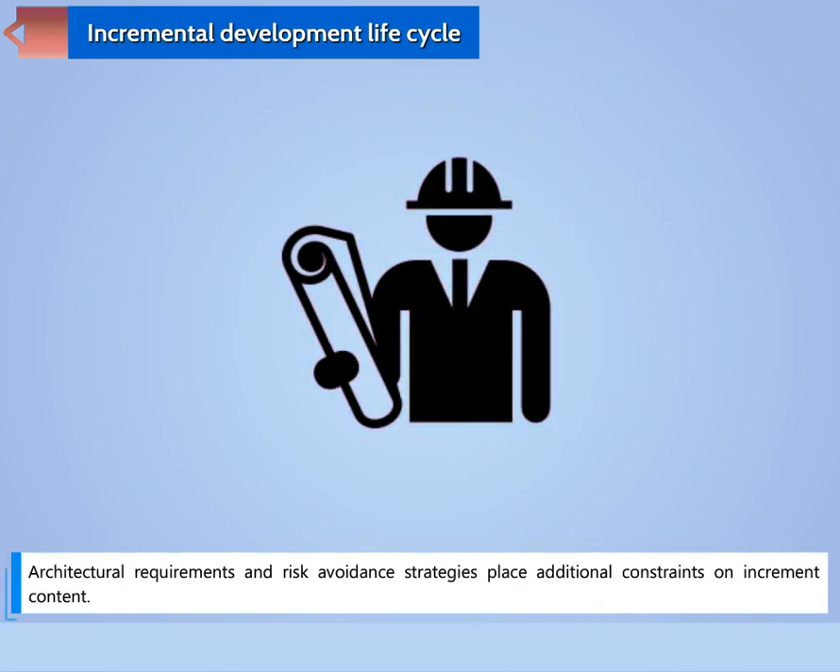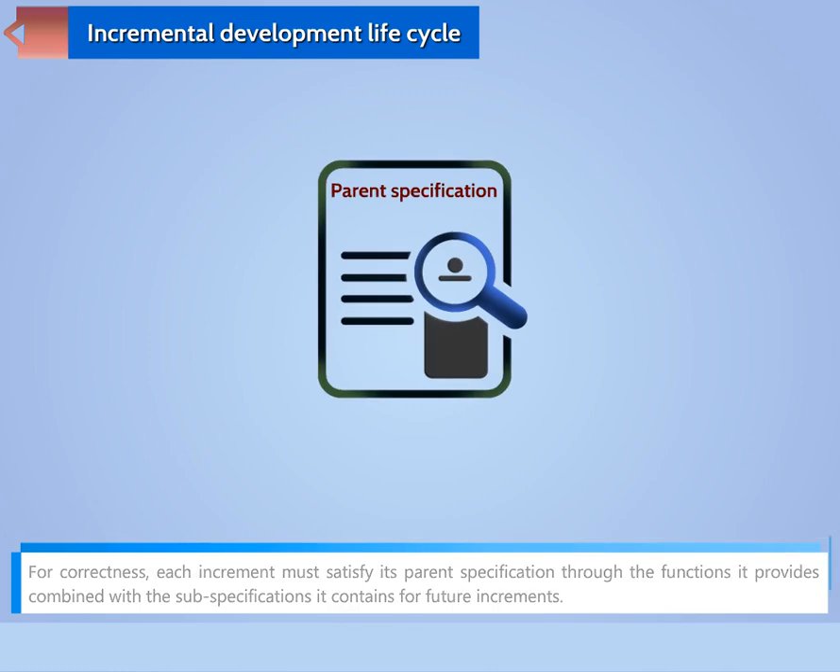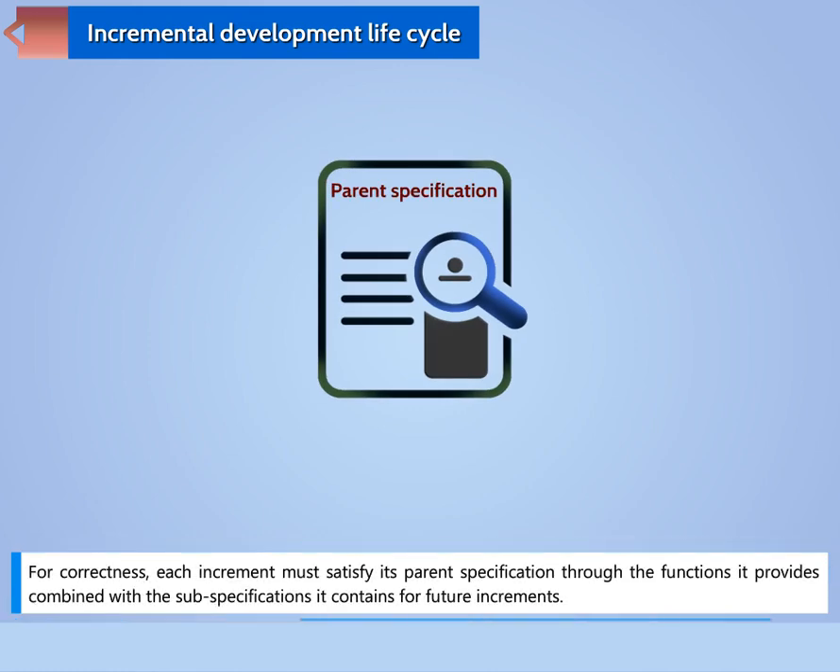Architectural requirements and risk avoidance strategies place additional constraints on increment content. For correctness, each increment must satisfy its parent specification through the functions it provides combined with the subspecifications it contains for future increments.